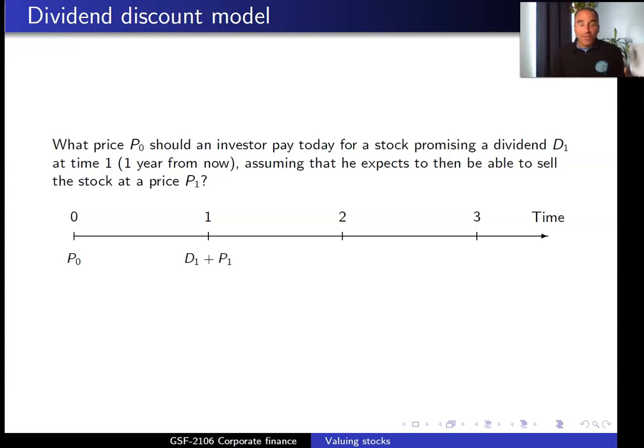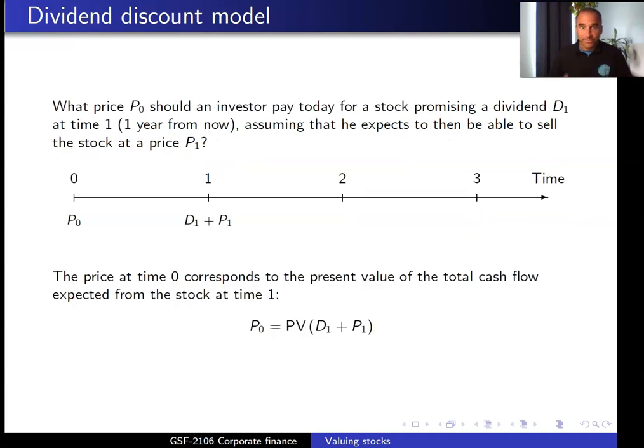Okay, what's the price today, P0, of a stock expected to pay a dividend D1 at time 1, and at which time we also believe we will be able to sell the stock for a price P1? So the price P0 today of this stock is the present value of D1 plus P1.